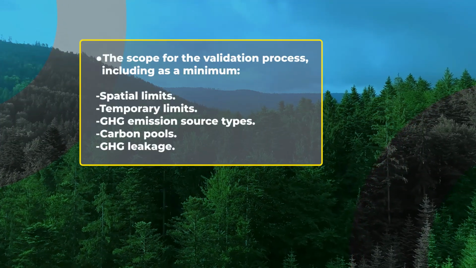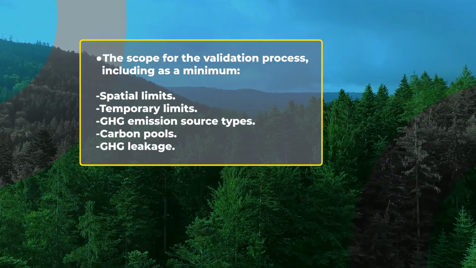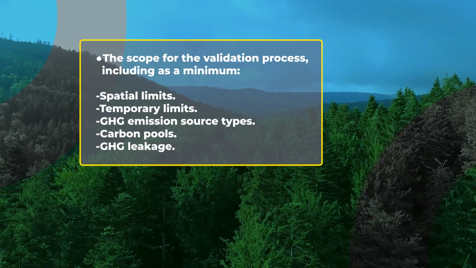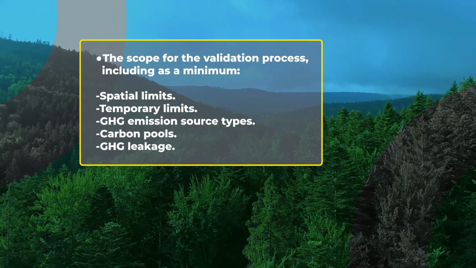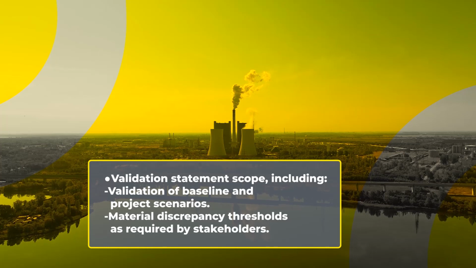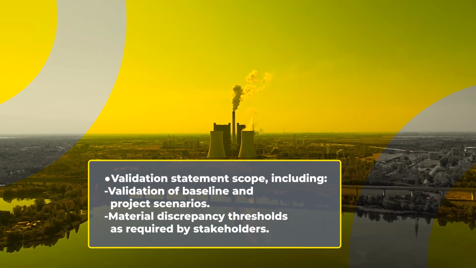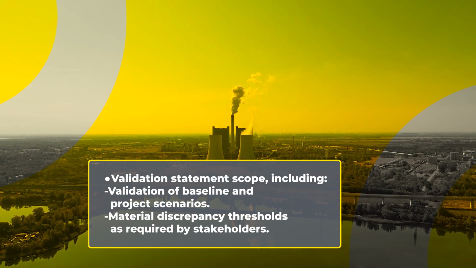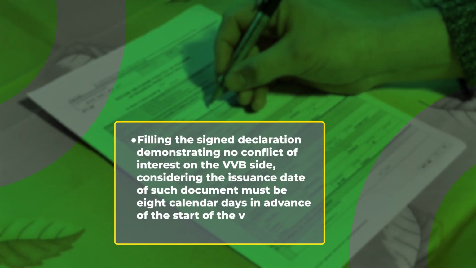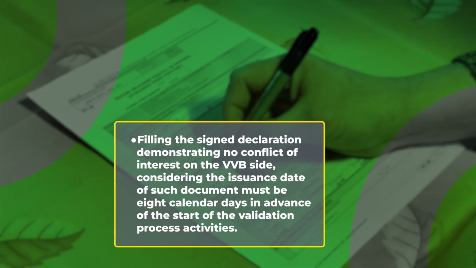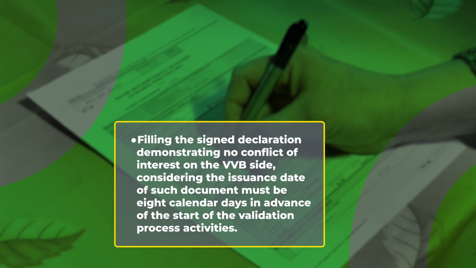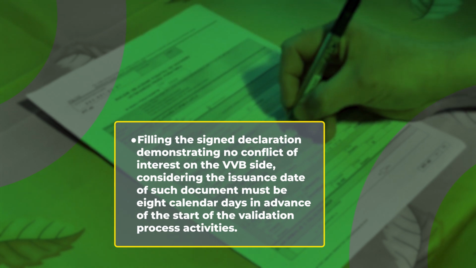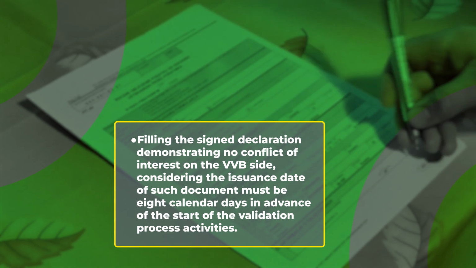The scope for the validation process, including as a minimum, spatial limits, temporary limits, GHG emission source types, carbon pools, and GHG leakage. Validation statement scope including validation of baseline and project scenarios, and material discrepancy thresholds as required by stakeholders. File the signed declaration demonstrating no conflict of interest on the VVB side, considering the issuance date of such document must be 8 calendar days in advance of the start of the validation process activities.